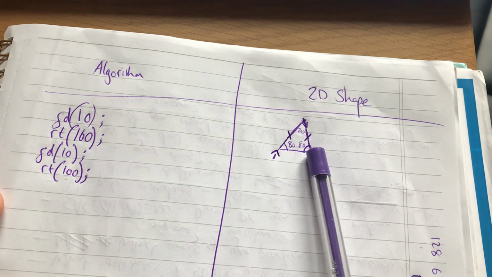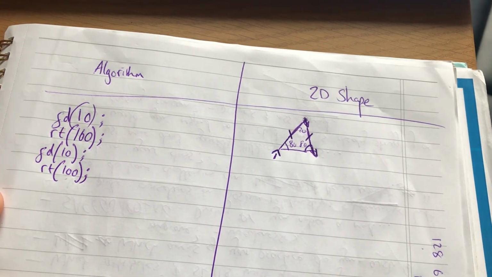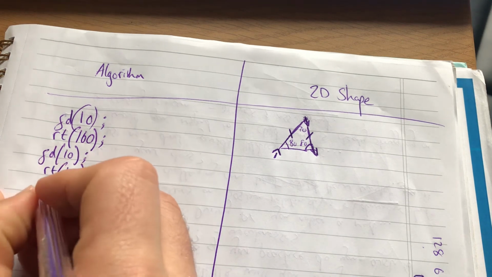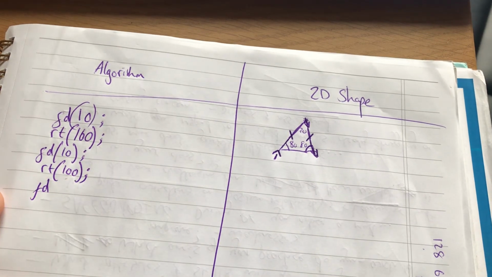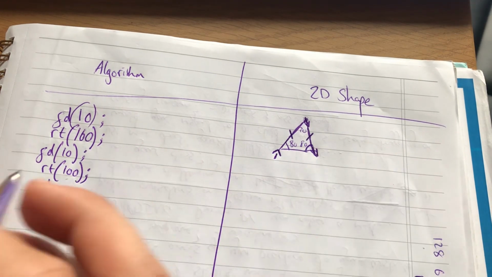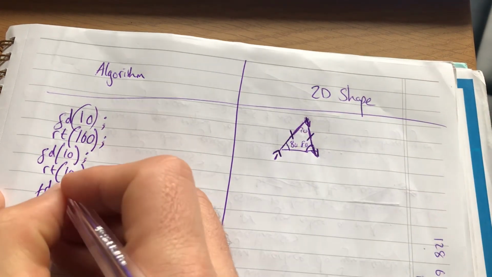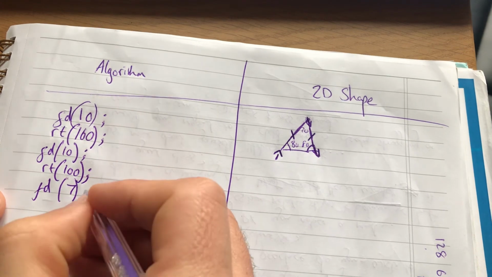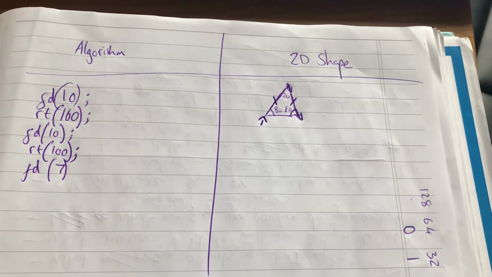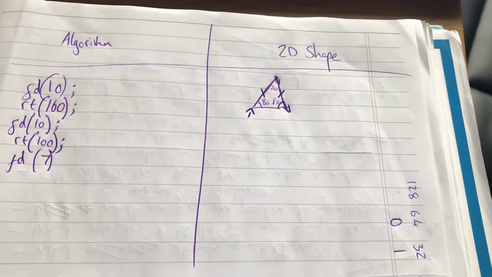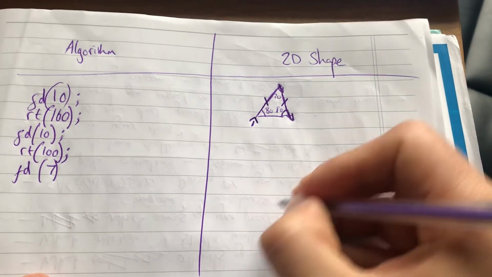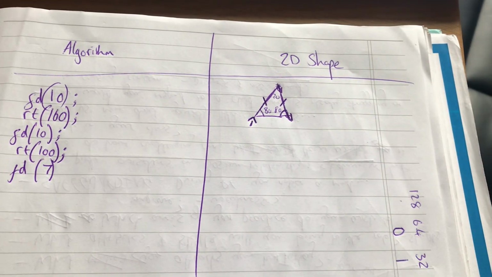And then I'm going to say forward. Now if I say forward 10, that's not going to be right, is it? Because these two sides are already the same. So I'm going to say forward 7. To me, that should work. What I would do now is I would grab a person, or I would do it with a pen, and I would see if it works.